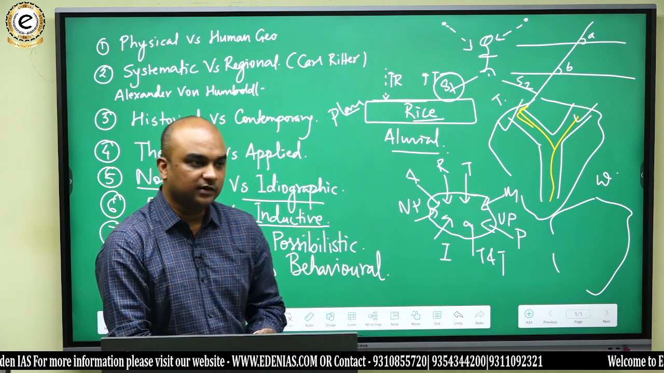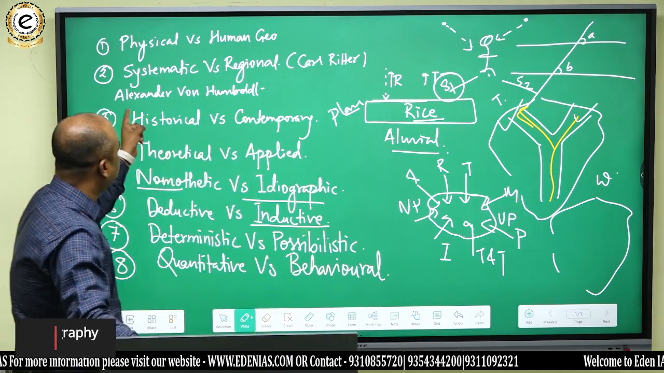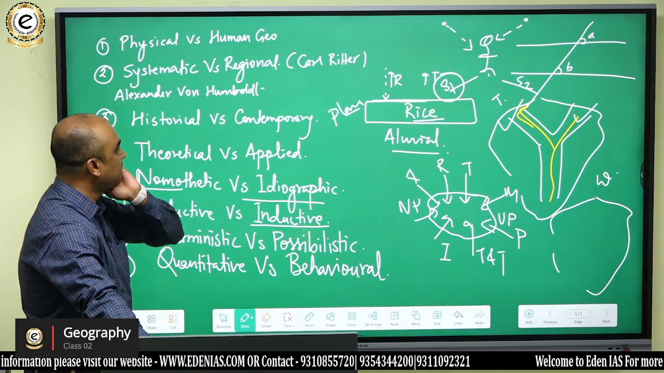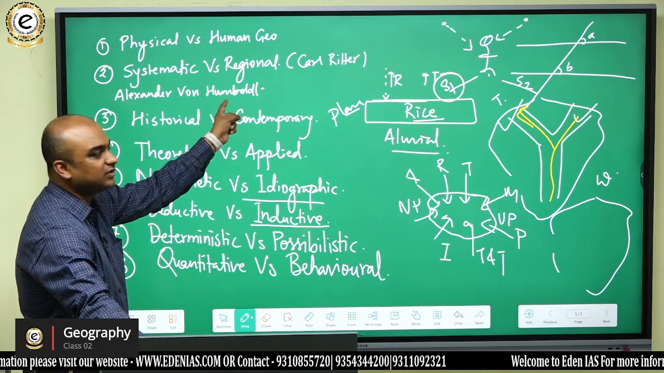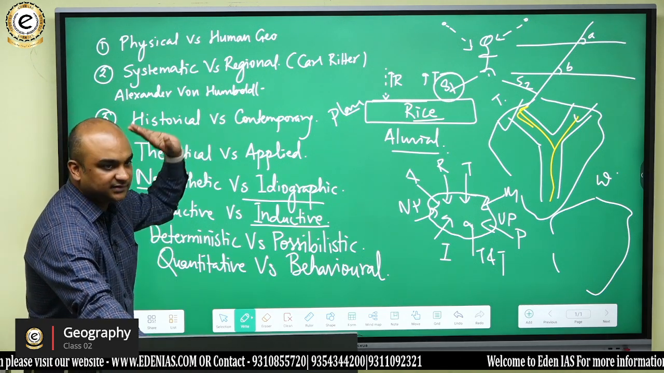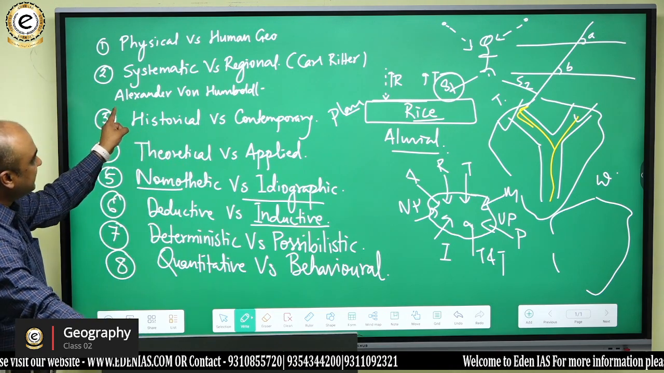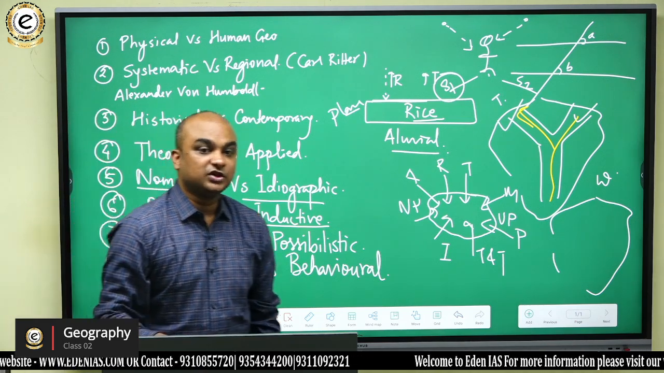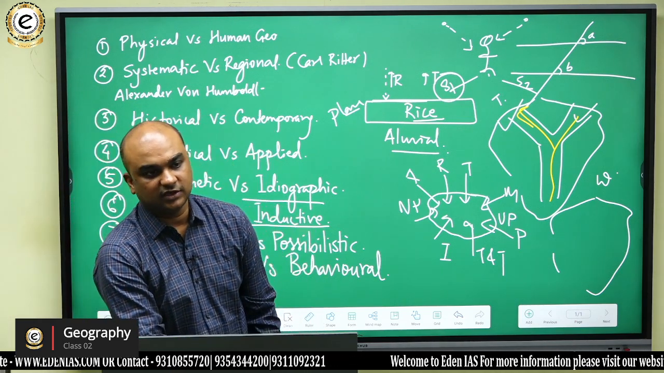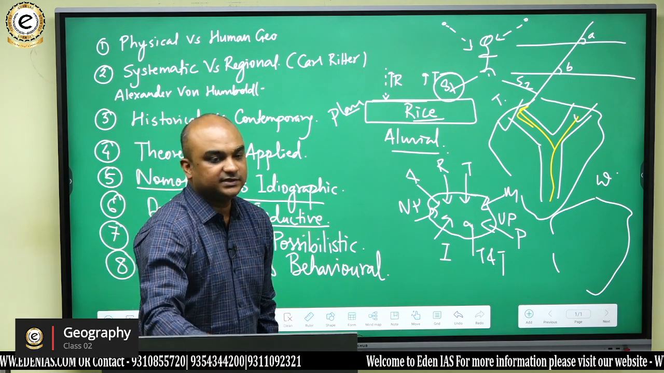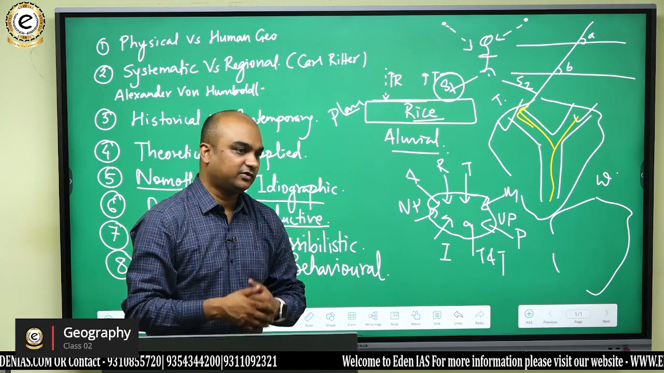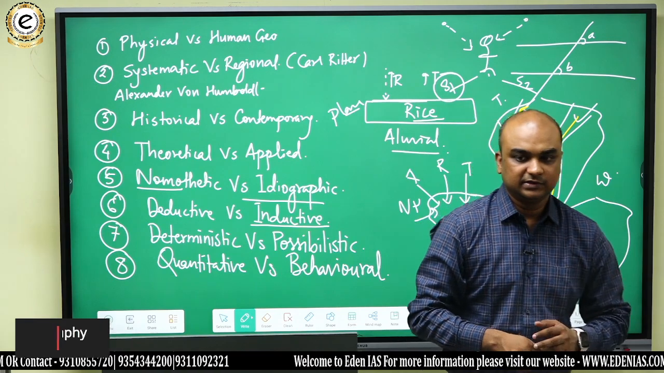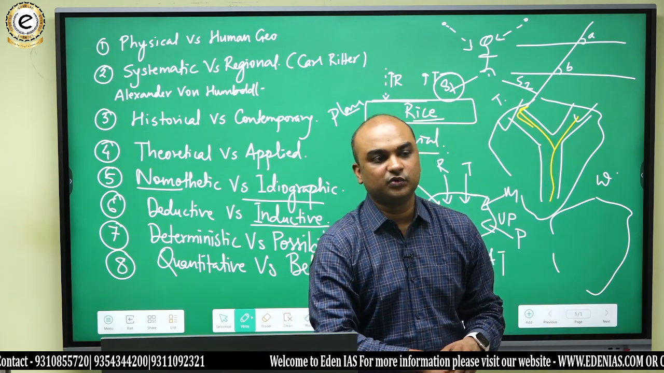Alexander von Humboldt, Humboldt. कई बार इसको HUMBOLT भी लिख देते हैं, दोनों सही है. Alexander von Humboldt, put a comma. The German geographer is considered as the father of the systematic approach in geography.